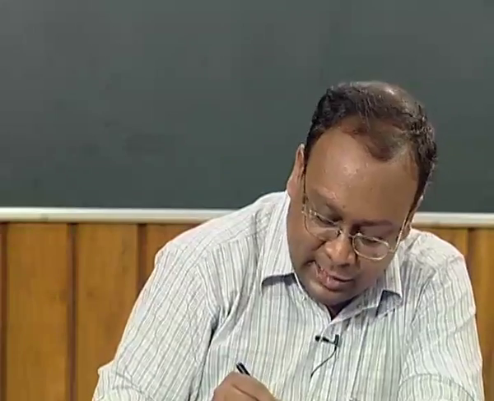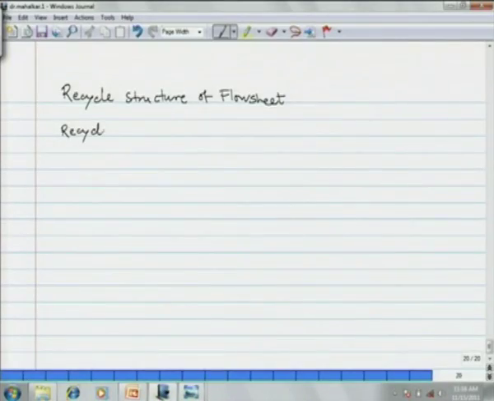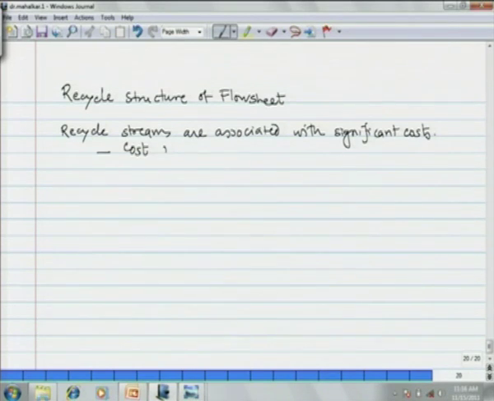Now, we talked of recycling both gas and liquid. Okay. So, the recycle structure of the flow sheet comes next. Why do we have to consider the recycle structure separately? Because recycle streams are associated with significant costs. The cost involved for separation of the unreacted reactant and the cost involved for recycle.